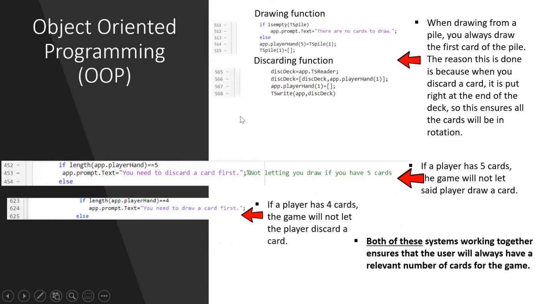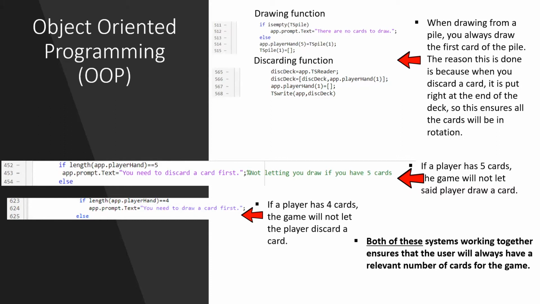The other important functions in the game are the drawing and the discarding functions, and they're both very simple. When you draw a card, you draw the first card in the entire pile of cards, and when you discard a card, you discard to the last slot in that pile. So this ensures that all the cards are going in rotation. When you discard a card, it goes straight to someone else's hand, and the cards will stack on, but they'll still have to draw the first card you discarded.